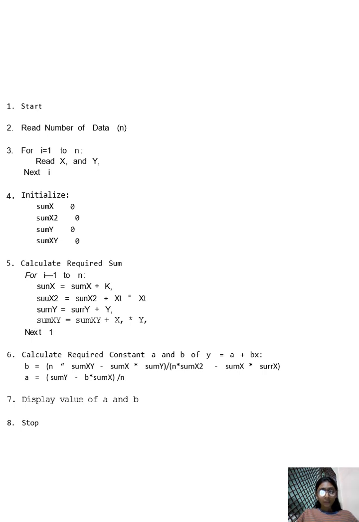Now next one. Now calculate required constants a and b of y is equal to a plus bx. Now b is equal to n into sum of xy minus sum of x into sum of y, divided by n into sum of x2 minus sum of x into sum of x. Now a is equal to sum of y minus b into sum of x, divided by n. And in the seventh step we display the values of a and b and in the eighth step we stop the algorithm.